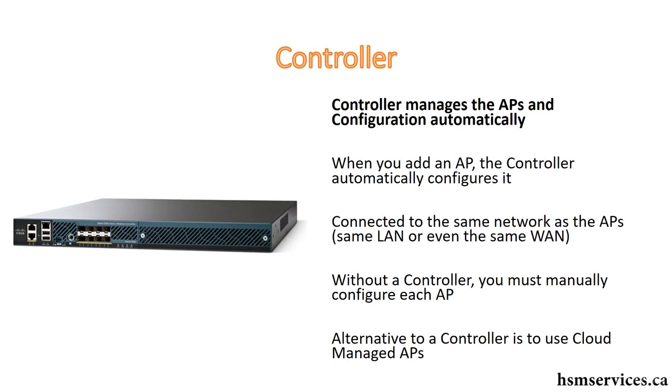It's basically a 1U box that sits in the rack, and when you plug an AP onto the network, the controller automatically detects the AP and configures it based on policies that you write on the controller. Now, the controller needs to be on the same network as the access points, but you don't have to plug an access point directly on the controller, just as long as it's on the same LAN or even the same WAN.